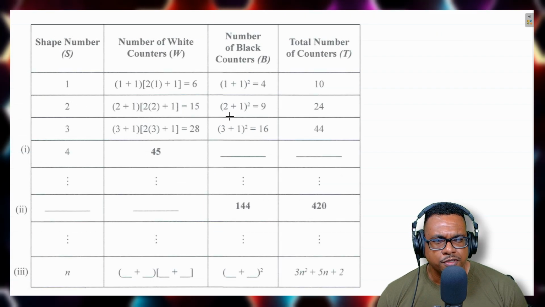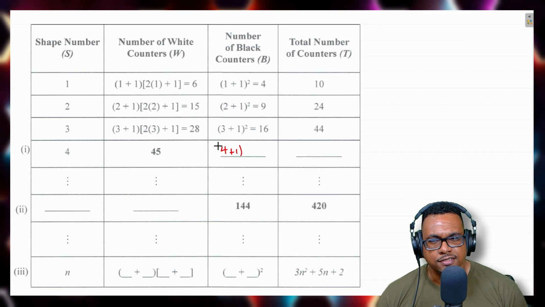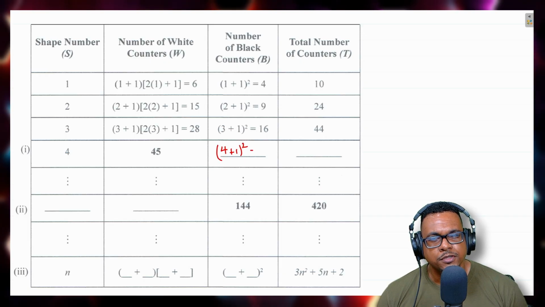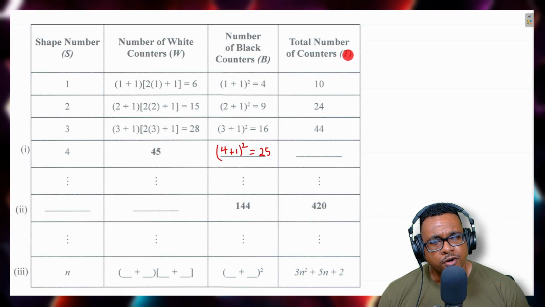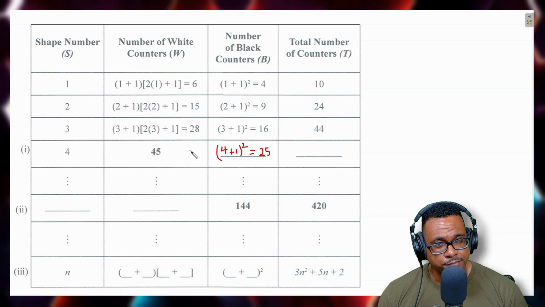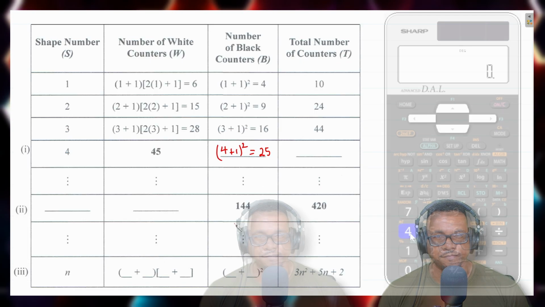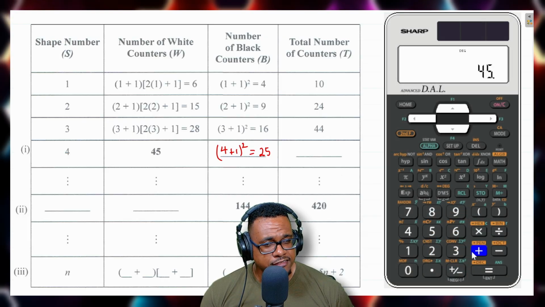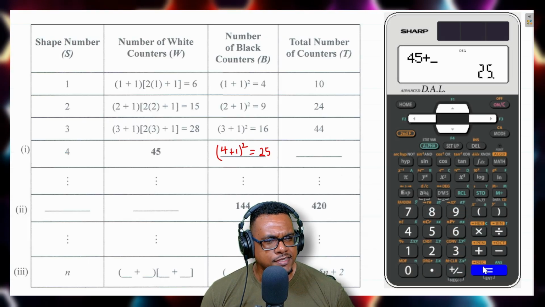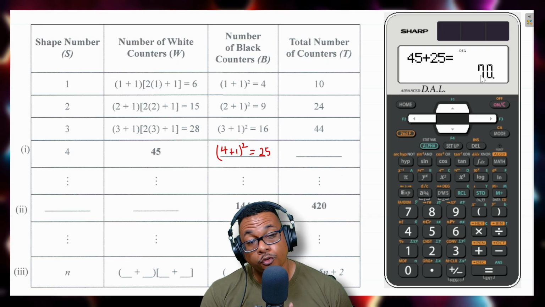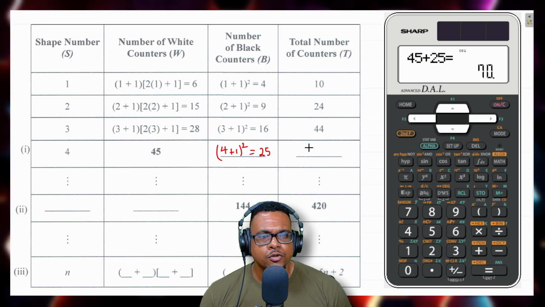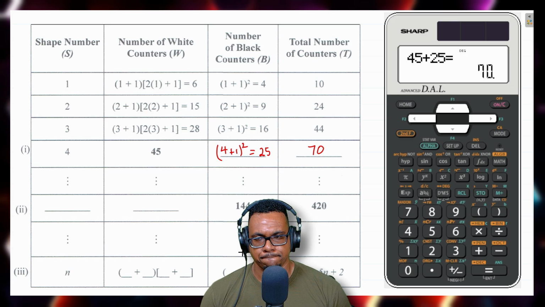So I'm just going to continue the formula here. So we have 4 plus 1 in brackets squared, which will be 5, and 5 squared is 25. And of course, the total number of counters will be 45 white plus the 25 black. So 45 plus 25 is equal to 70. So we have 70 as the total number of counters for shape 4. So we will have 70 here.